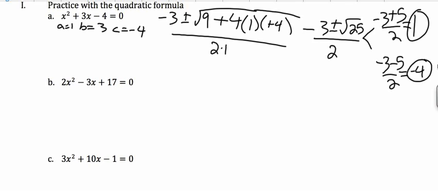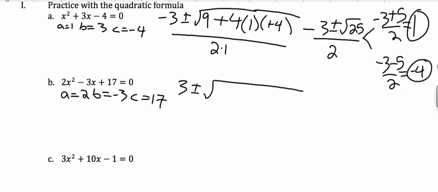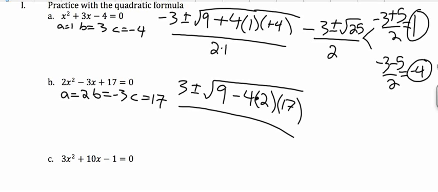Okay, for the next one, I get A is 2, B is -3, C is 17. Plug in the opposite of B, so the opposite of -3 is 3, plus or minus the square root of still 9. -3 squared is 9, minus 4 times 2 times 17, all over 2 times 2.